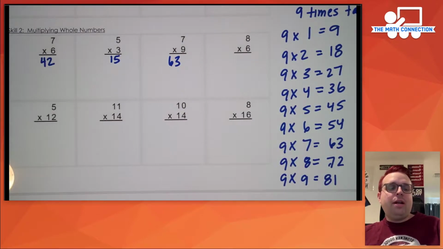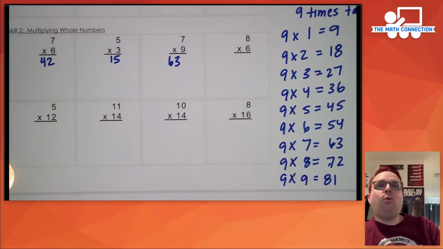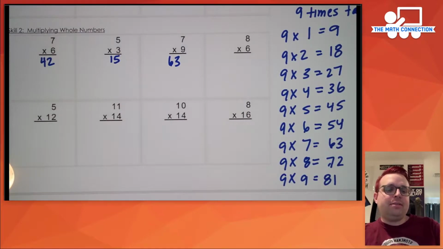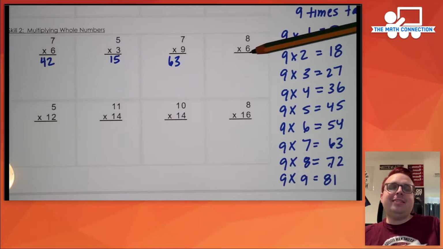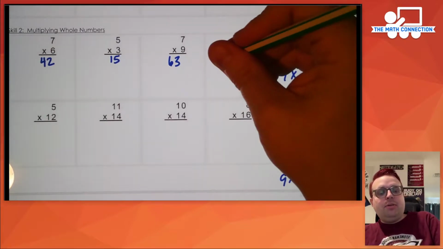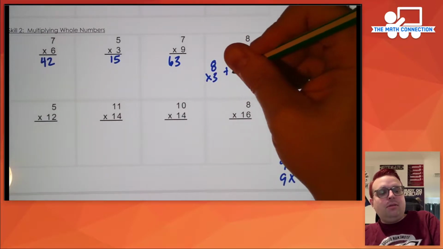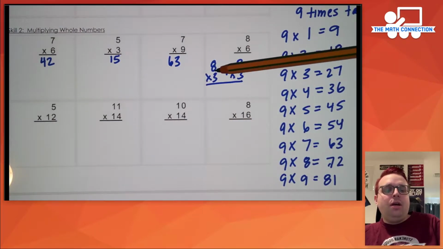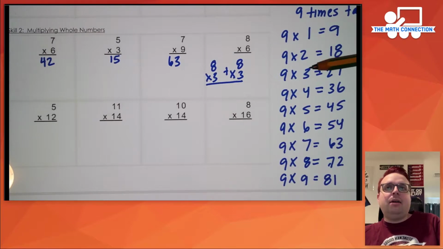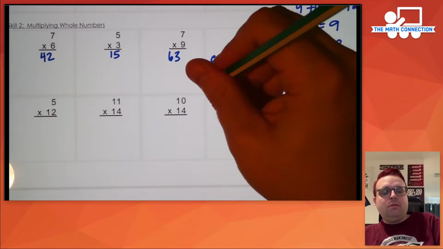Okay, we're going to move on to our next one, which is 8 times 6. I know the answer is going to be 48. There's a couple ways you can do this. If you split the 6 in half, take the result of 8 times 3 and add it to the result of 8 times 3. Those are going to be equivalent expressions. You're just splitting this multiplier in half. So 8 times 3 is 24.